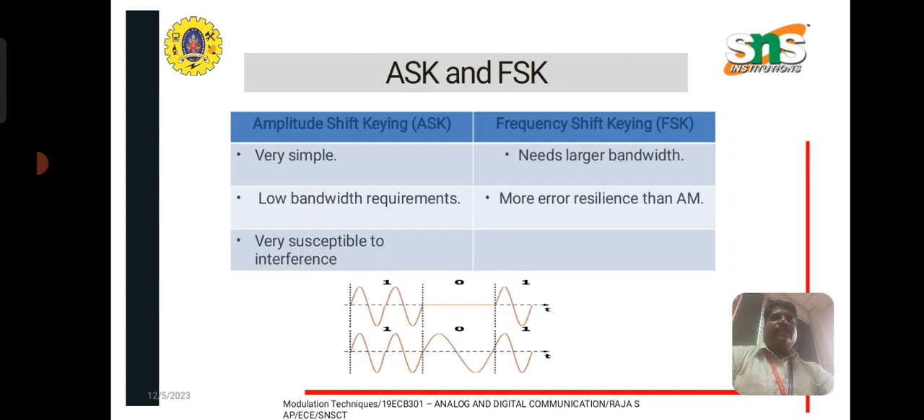Finally, we have the comparison of ASK and FSK. Amplitude shift keying is very simple compared to frequency shift keying, and it also has low bandwidth requirements, and it is very susceptible to interference. Whereas FSK needs a larger bandwidth and has less noise compared to ASK.